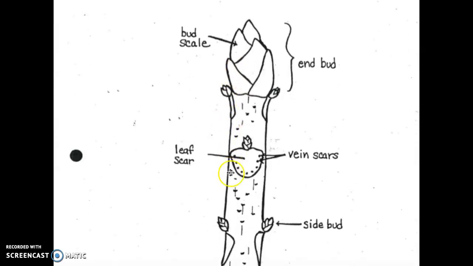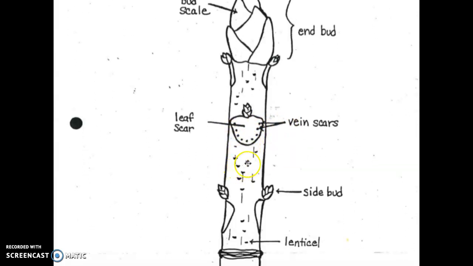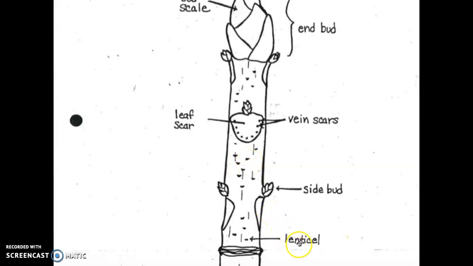You're going to be looking for the leaf scar. So this is where a leaf was last spring, or excuse me, last summer. You're going to be looking for these little dots, which are called vein scars. And then these little dots right here, these are cool. They're called lenticels. You see that word down there. And lenticels let the gases pass.